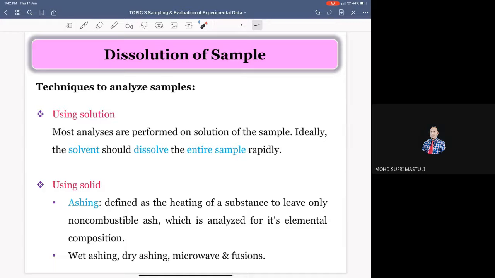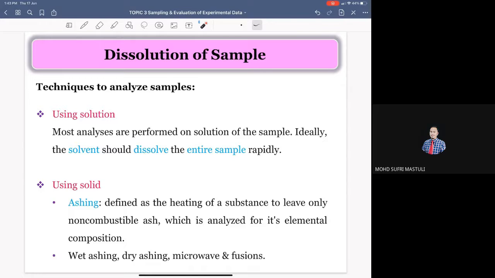Hi everyone, welcome back. We continue on the topic 3 under the subtopic of sampling. Now we continue with the dissolution of sample.